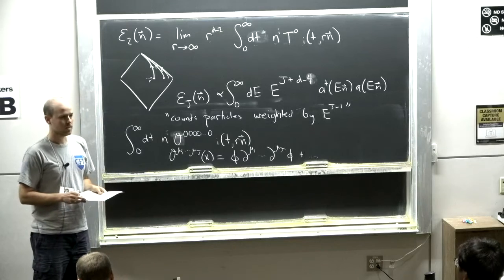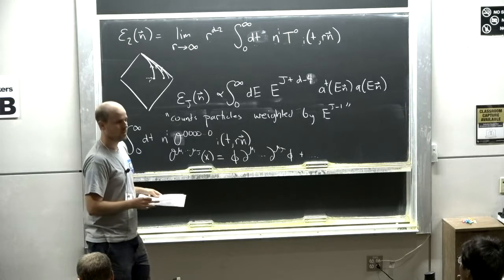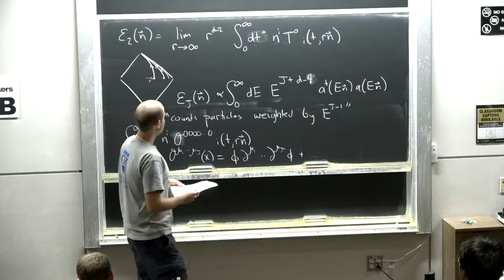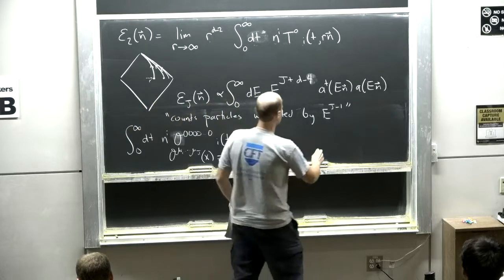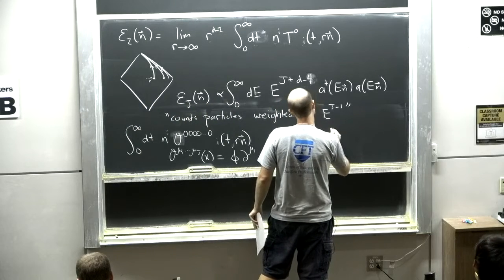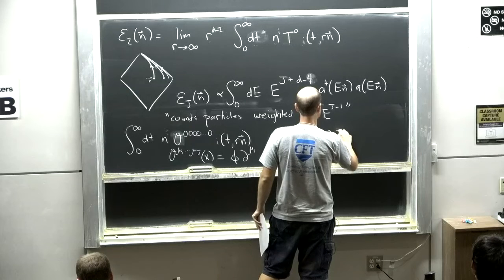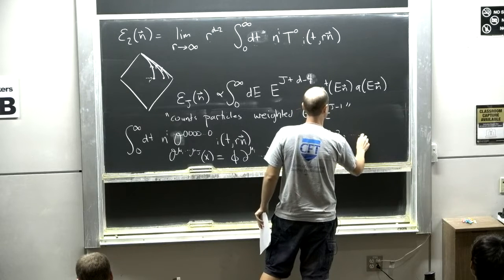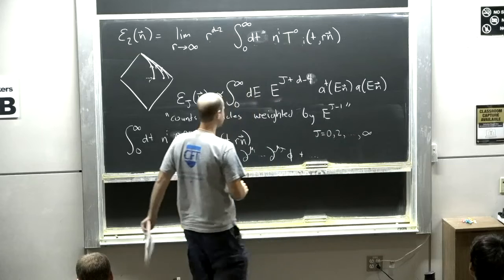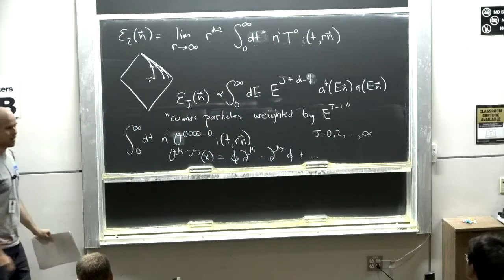Okay, questions? J has to be bigger or equal to 2. That's right. So in the free boson theory, these operators exist for even j. Actually, it also exists for j equals 0. So we could consider all of these cases.